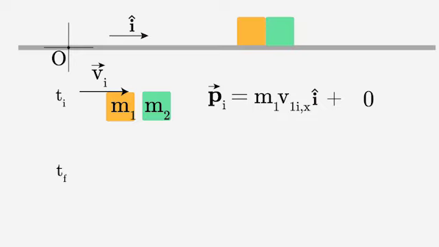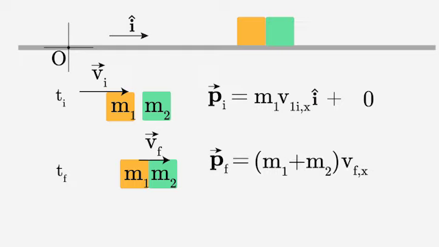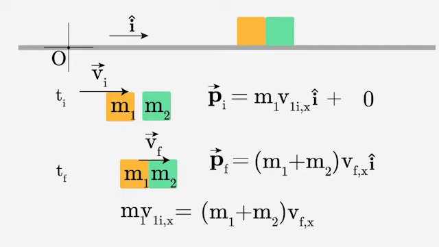The final state is right after the collision, when the two blocks are moving together. They have the same velocity, so the final momentum is m1 plus m2 times v final x times i hat. This gives us an equation that will allow us to solve for whatever quantity we are not given.